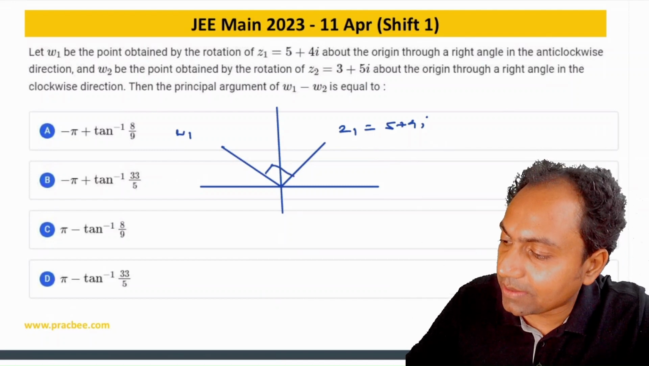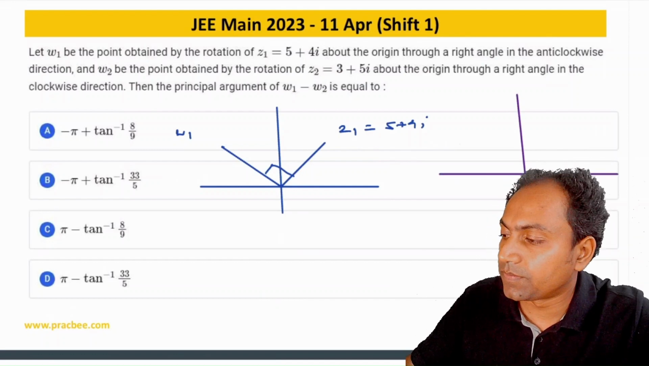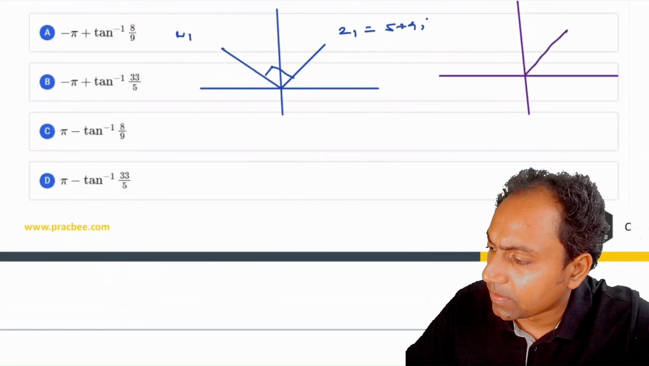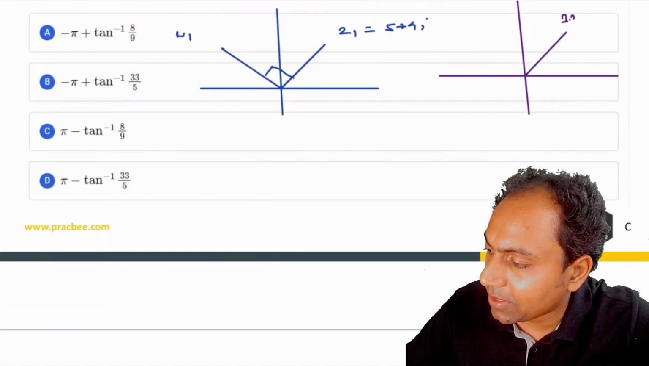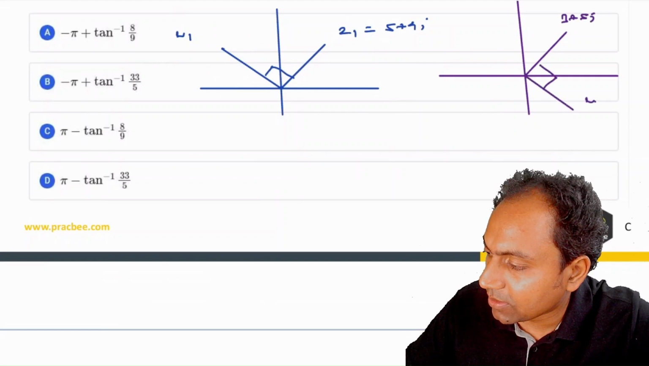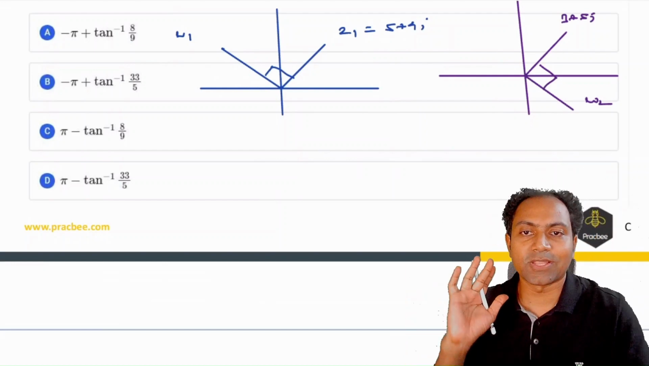Now, there is another complex number the question talks about. This is also in the first quadrant. So, if I try and draw it, it is 3 plus 5i. And I am rotating it in the clockwise direction like this. So, now the value of this is nothing but W2. What they're asking is what will happen to W1 minus W2, and the argument of that part.